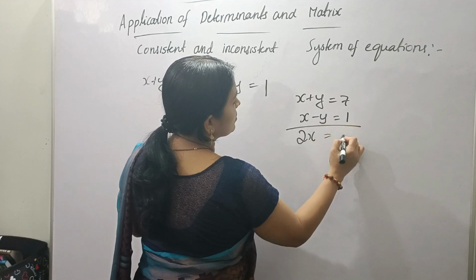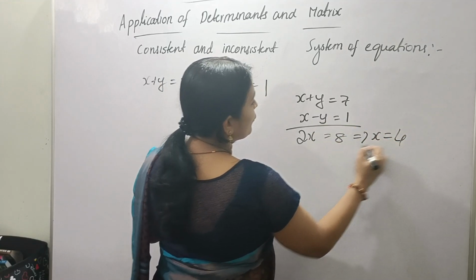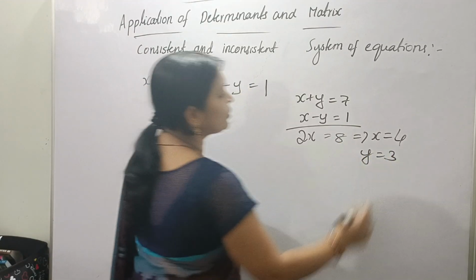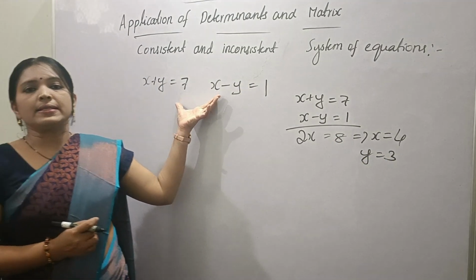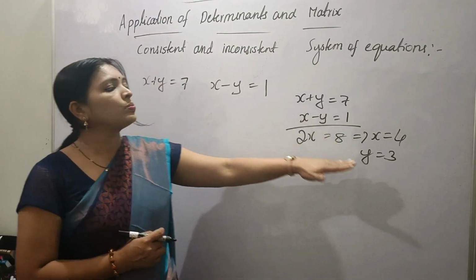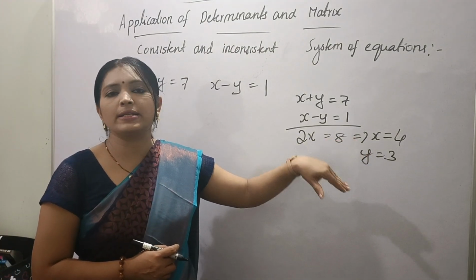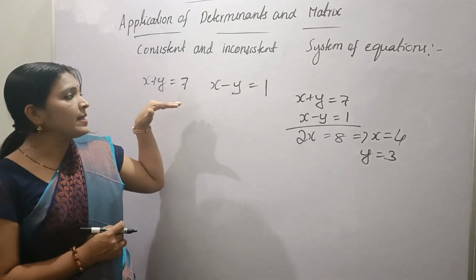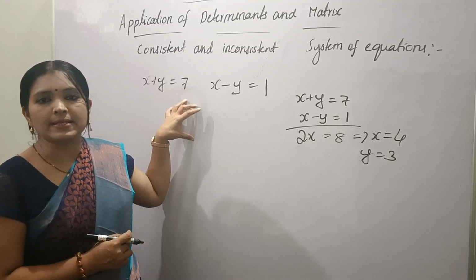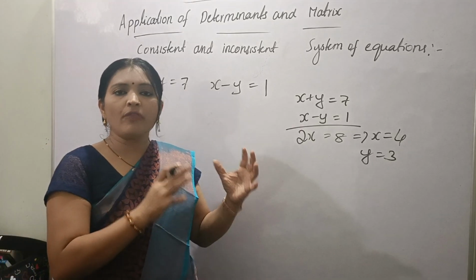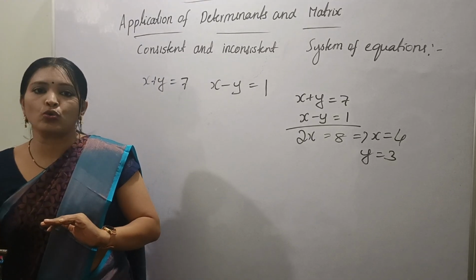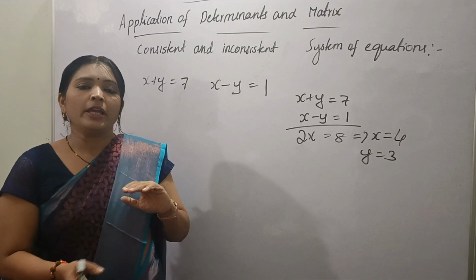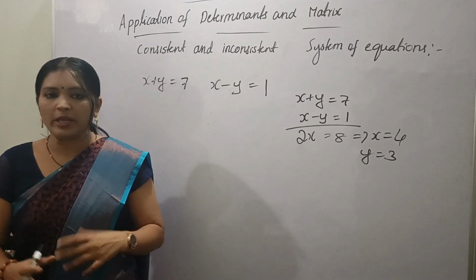Add these two equations. x is equal to 4. If x is equal to 4, y is equal to 3, right? y is equal to 3. See here, these linear equations have a solution, that is 4 and 3. So we say this system of linear equations is consistent. If a system of linear equations has one or more solutions, then it is said to be consistent. If it has no solution, then it is said to be inconsistent.